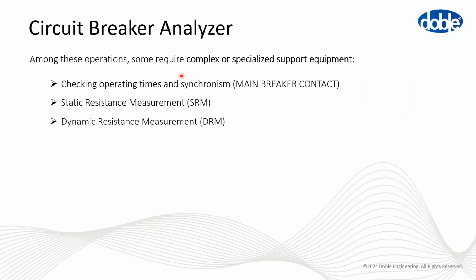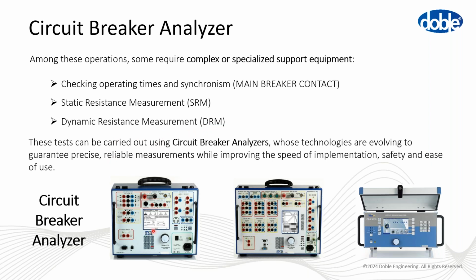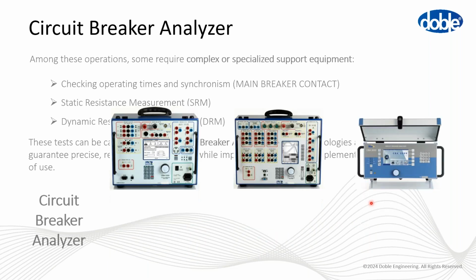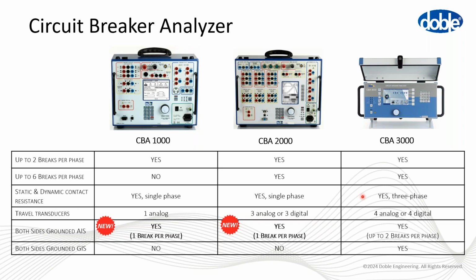Within all the operations that we just saw, a lot of them required some equipment, like the check of the times and synchronism, the static resistance measurement, and the dynamic resistance measurement. All of these can be done with our circuit breaker analyzers: CBA 1000, CBA 2000, and CBA 3000. We can see the main differences in this slide.